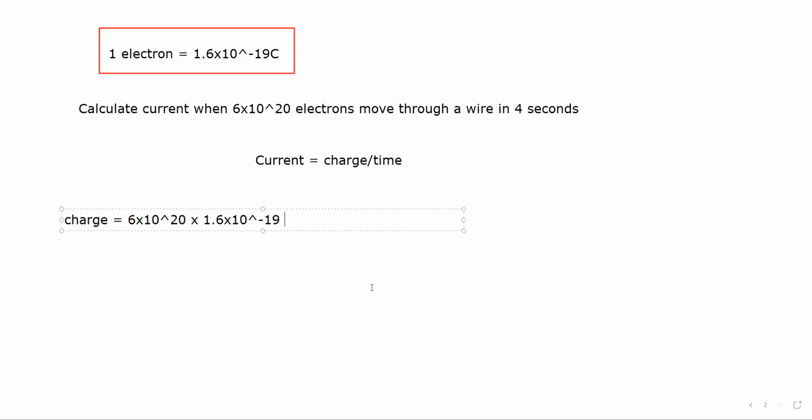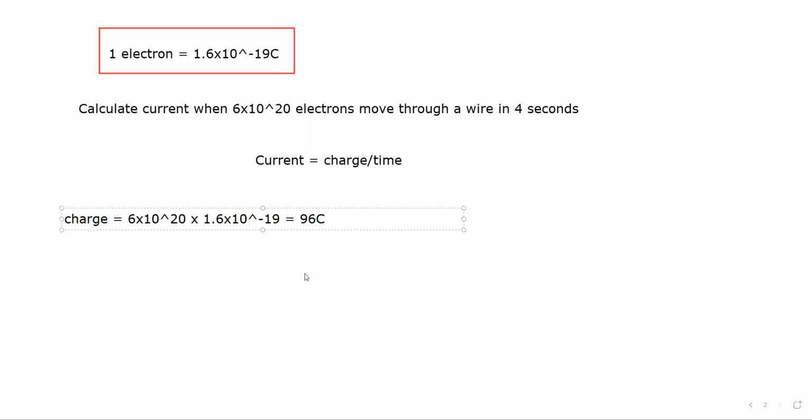What is the answer when you multiply these two numbers, 6 times 10 to the power 20 by 1.6 times 10 to the power minus 19? The final answer is 96. So the total charge is equal to 96 coulomb. This is the charge carried by this many electrons.